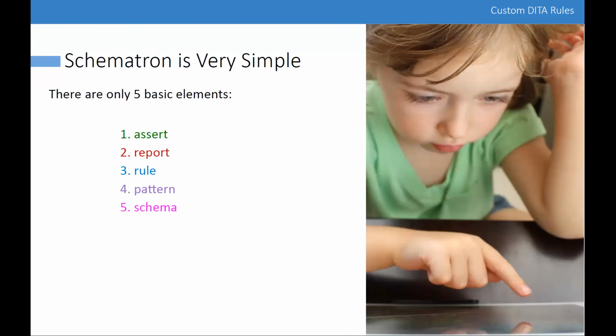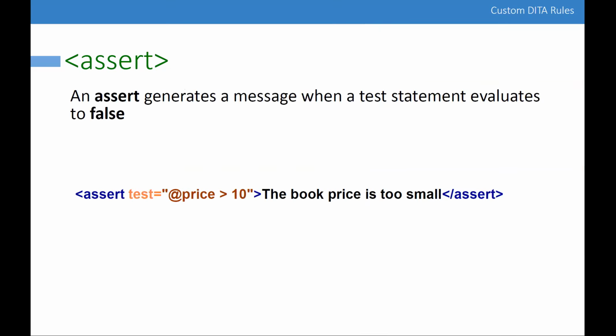Schematron is also very simple. There are only 5 basic elements that you can use to create a rule. There is the assert and the report that allows you to define the test. Then there is the rule element that allows you to define the context for which element you want to apply the test. Then there is the pattern element that allows you to group multiple rules, similar rules, but you can also use for abstract patterns. We'll discuss also this later. And there is the schema that is the root of the document.